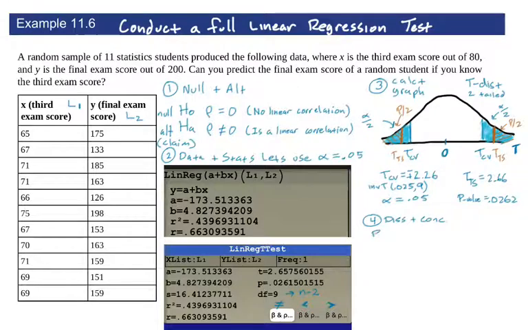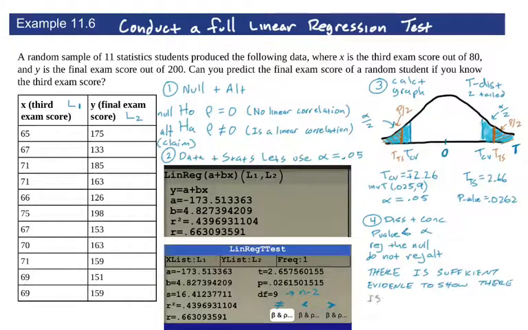And so our fourth step is we are going to have our discussion and conclusion. And so p-value is less than alpha, so we reject the null, which means you do not reject the alternative. And in this case, the alternative was our claim. So we would say there is sufficient evidence to show there is a linear correlation between exam 3 and the final. Again, since the alternative is my claim, I am allowed to use language like support.